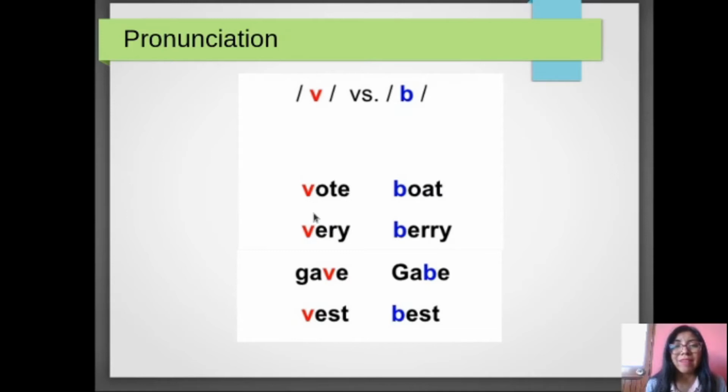Vote, okay? Boat, okay? Very, okay? Gave, best, okay? So notice the difference in order to pronounce those sounds, okay?